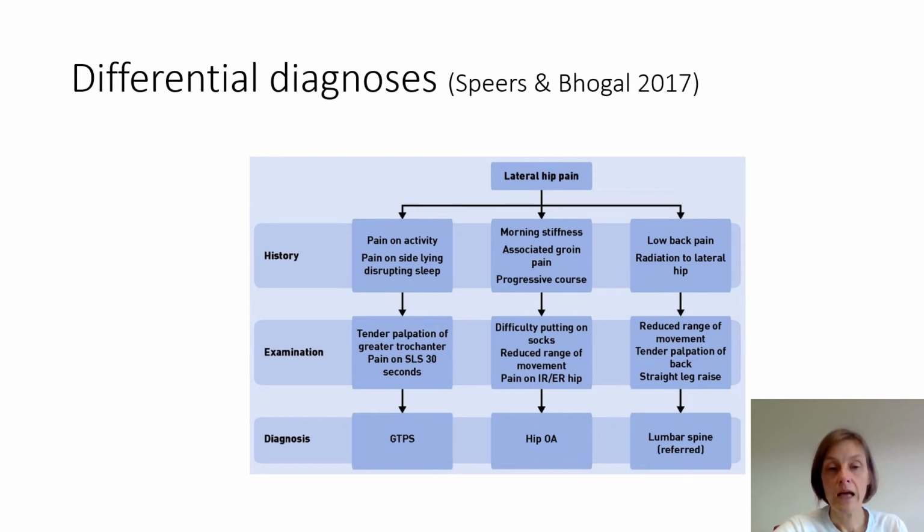Now we always need to rule out other joints, and particularly with pain around the hip, you would want to rule out the lumbar spine. So you do want to think about your joints above and below, and in this case the joint above is the lumbar spine. Sometimes you may get radiation of pain to the lateral hip. In which case, to differentiate between hip pain caused by GTPS or the lumbar spine, you would want to palpate the back as well, look at reduced movement of the back, and look for other symptoms of lumbar spine pathology.